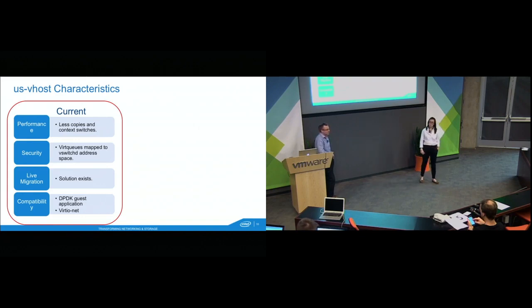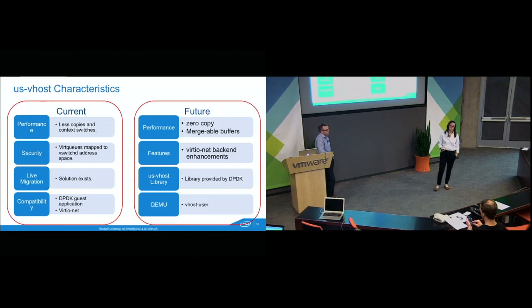In terms of security, we actually map the vert queues to the vSwitch D address space, essentially, or actually that should say the OVS DPDK netdev address space, essentially. And so tenants can't actually access each other as guests. So you do achieve a certain level of isolation. For live migration, actually, a solution does exist with DPDK. It hasn't been ported to OVS, but who knows what may come in the future. When it comes to compatibility, well, you actually have two options. You can either run DPDK in the guest, or you can run a virtio-net driver in the guest.